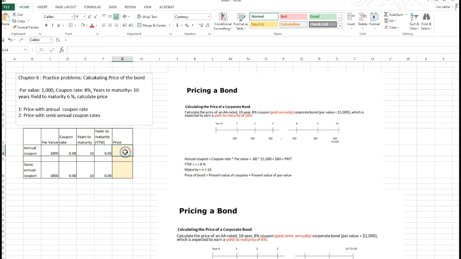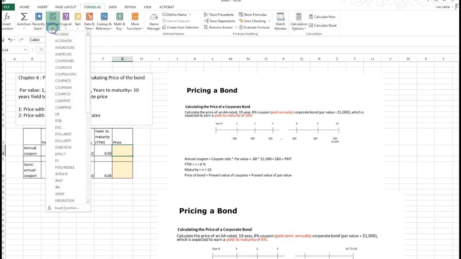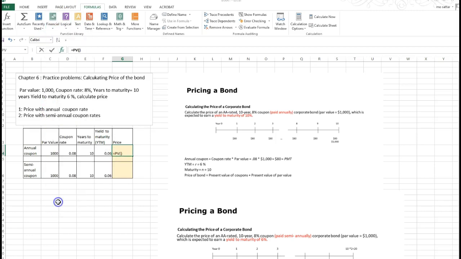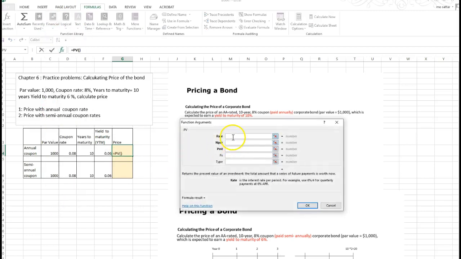So we're going to go in here where I want to calculate the price. I'm going to go into the formulas, look at the financials, find the present value. When the box opens up, the rate. That rate is the yield to maturity, not the coupon rate. Again, yield to maturity. So that would mean we're going to click that cell. Number of periods is 10 years, so that cell.